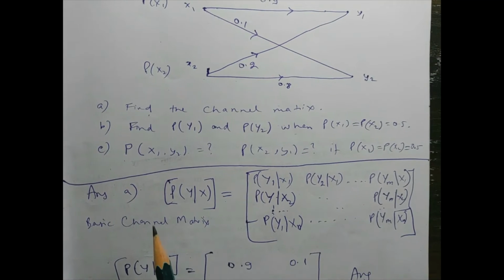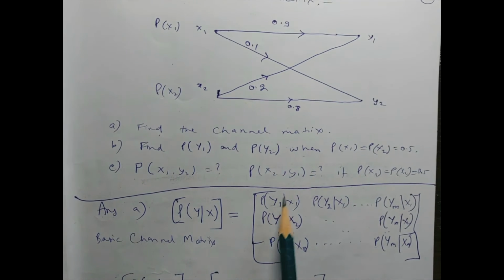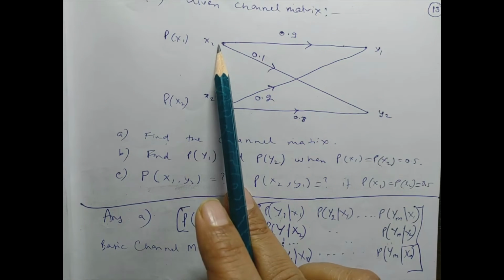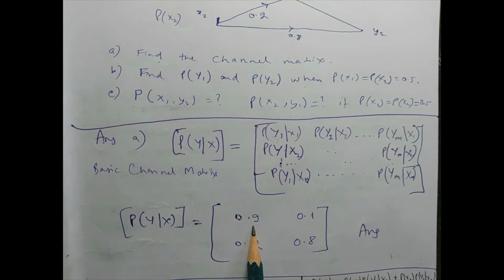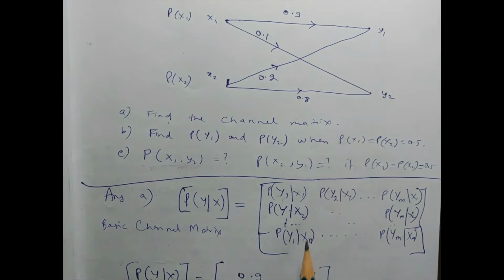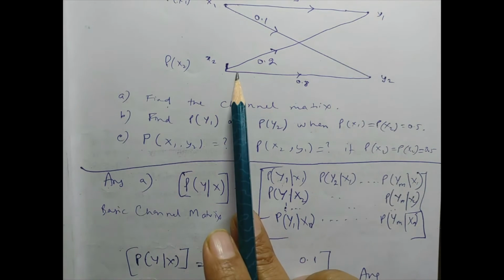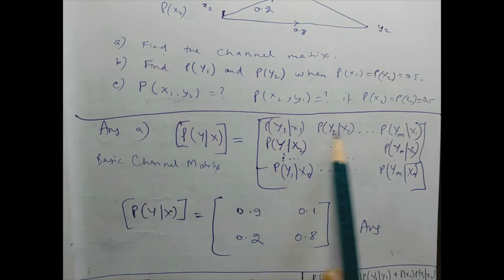First, the channel matrix has a general definition. It is defined like this, and now from this you can find these. The probability of y1 due to x1 is 0.9, and y2 due to x1 is 0.1. Similarly, y1 and y2 due to x2 are 0.2 and 0.8. So we have got the channel matrix. You have to remember this.